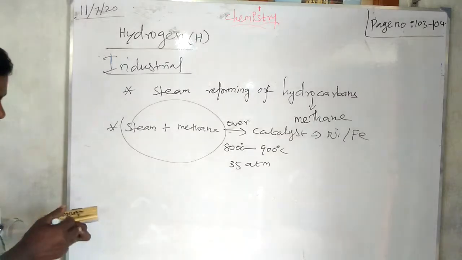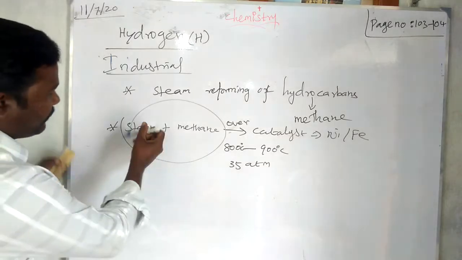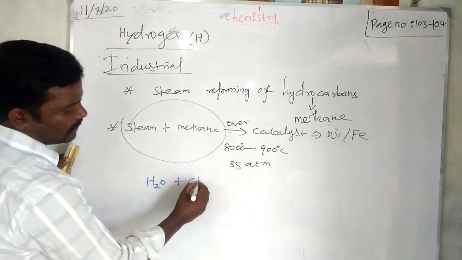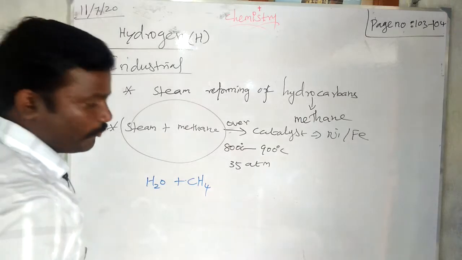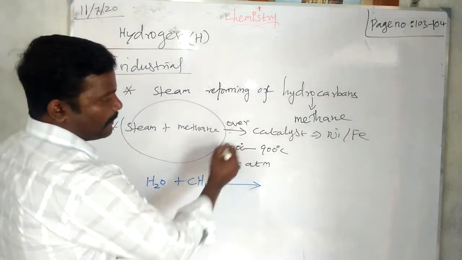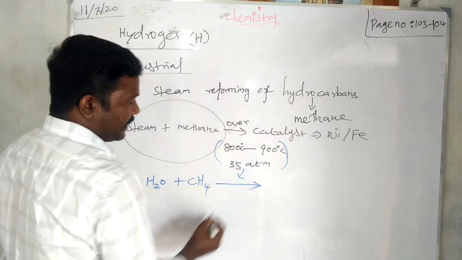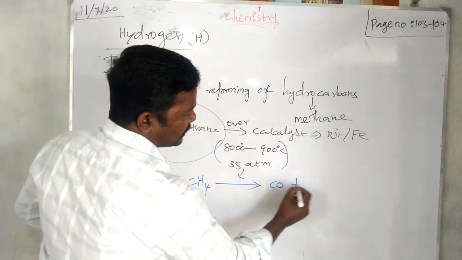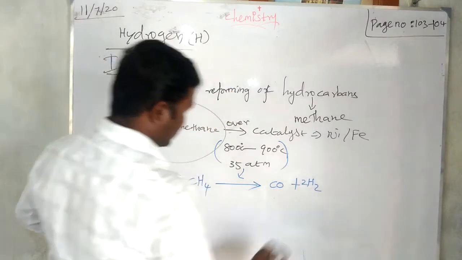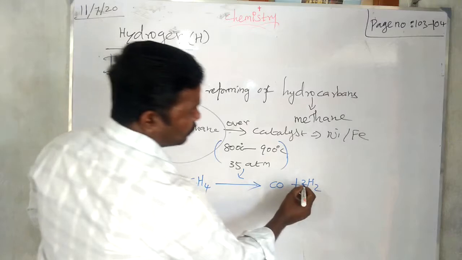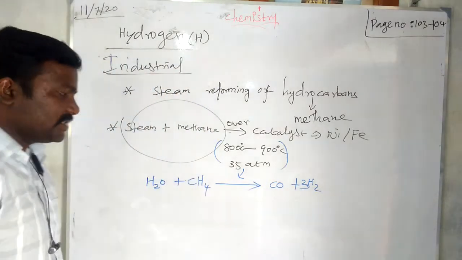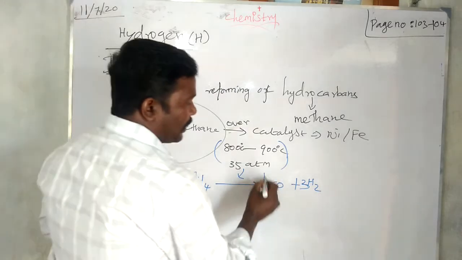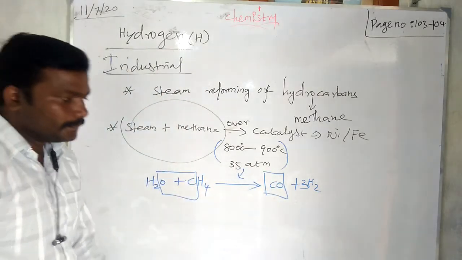So shall we write the equation? Steam. How do you write the steam? Water. Then methane. Molecular formula for methane, CH4. Then we are applying all these conditions here. Then what will happen? It will produce carbon monoxide and then hydrogen gas. 4 hydrogen plus 2, so it will give 6 hydrogen gas, and 1 carbon and oxygen. This portion will form carbon monoxide, right?